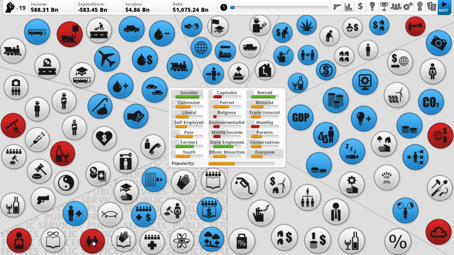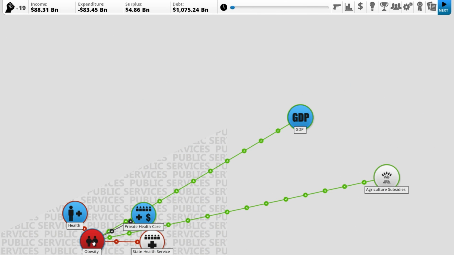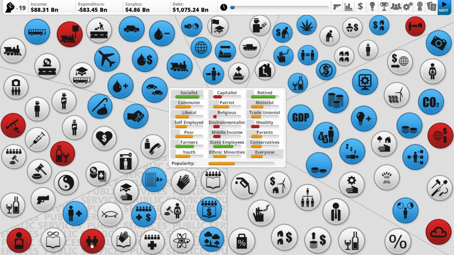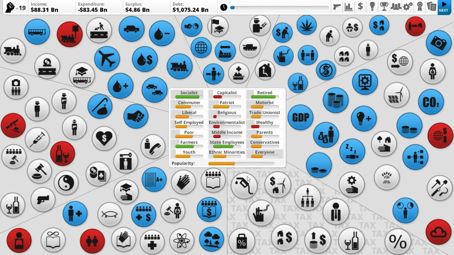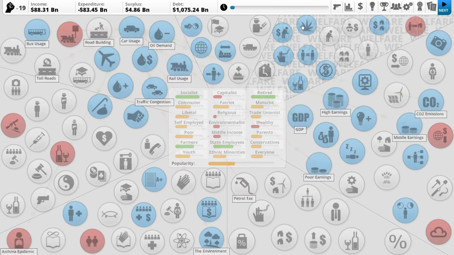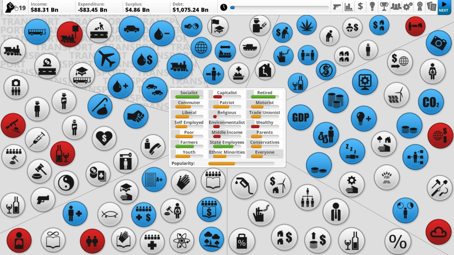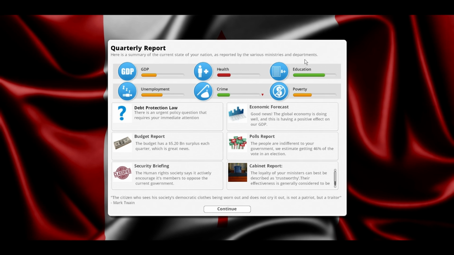Obesity, that's what this one is. I'm going to hover and find out what's causing it. State health service, GDP, agricultural subsidies. Okay. Obesity has a negative effect on health. Let's look at this. State health service. Some prevention. See, these things cost. I don't want to get into the situation where I spend too much money right now, because I need to really take this easy. Otherwise, I'm going to have a problem. Okay, so I got 19 capital left right now. I'm going to go ahead to my next turn, because that carries forward.